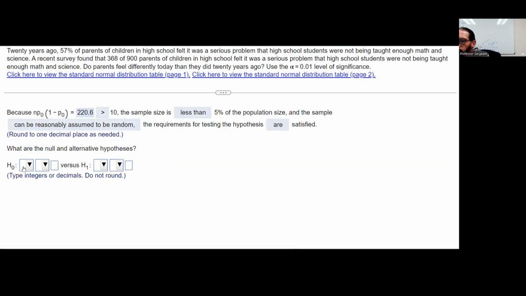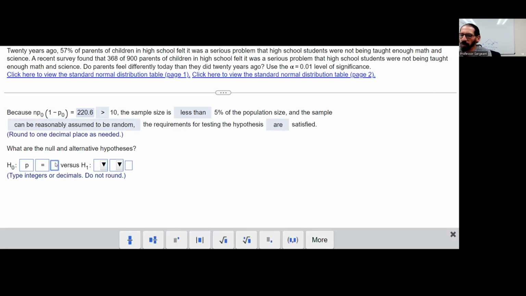Okay. So the null hypothesis, the parameter, you always have equal in the null hypothesis, and equal to that 57%. Then in the alternate, still about P, and a not equal because we're asking if it's not equal. You're comparing against the same number, 0.57.